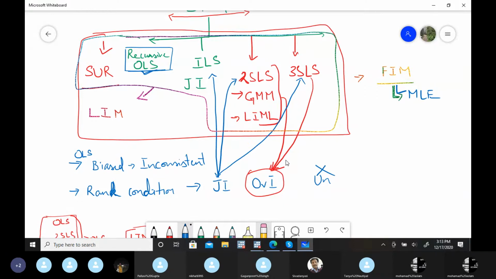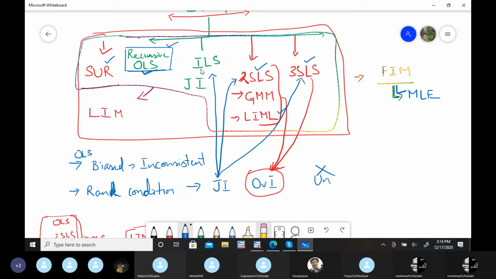These are the methods we have in simultaneous equation models. Now I'll take examples one by one. Today I'll take one example of seemingly unrelated regression, recursive, then 2SLS with limited information maximum likelihood as well. Then one example of 3SLS. So I'll take these examples.